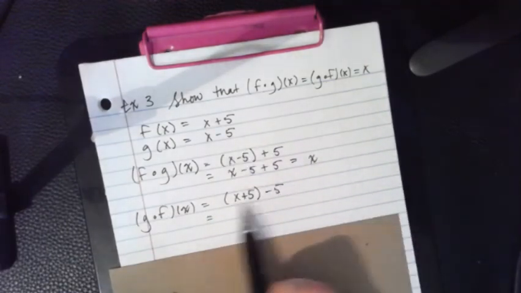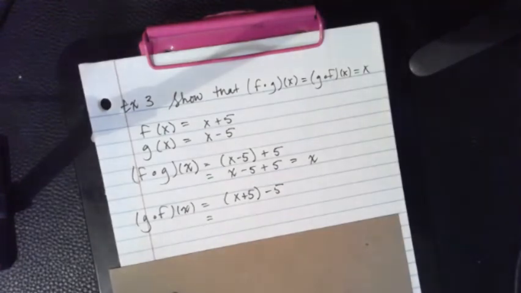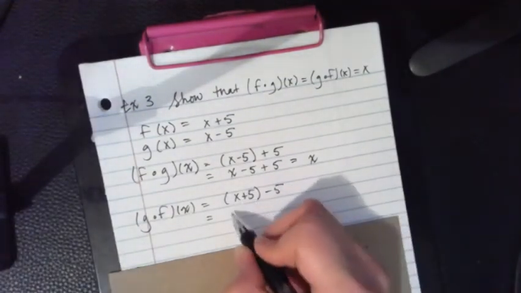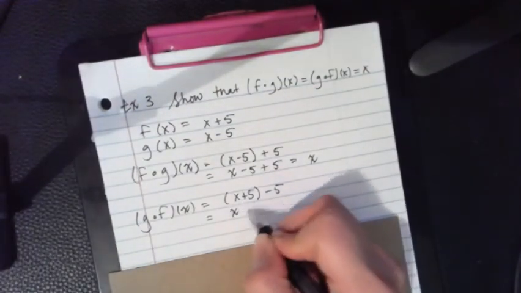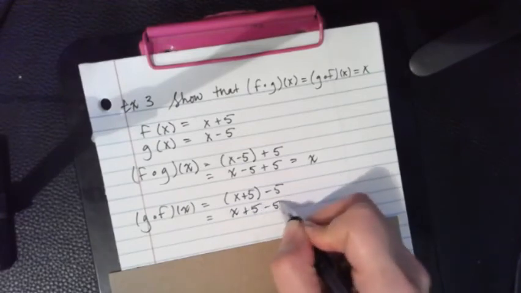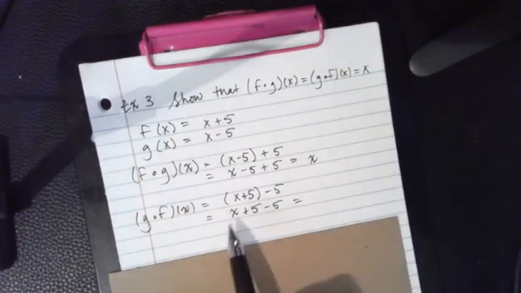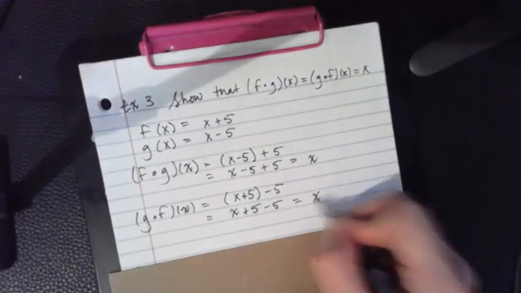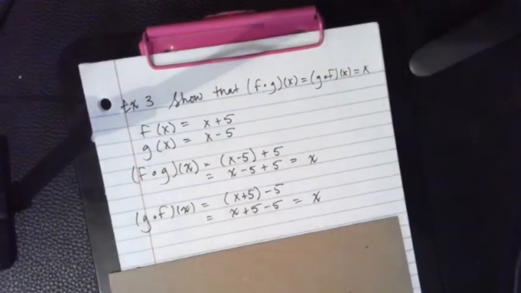And again, I don't actually need these parentheses. I do it for my own benefit to make sure I don't lose anything if I had a coefficient out front or a square, something, okay? But here I don't actually need them. So I have x plus 5 minus 5. Again, I'm only able to simplify my constant, so 5 minus 5 is 0, and that is certainly equal to just x.